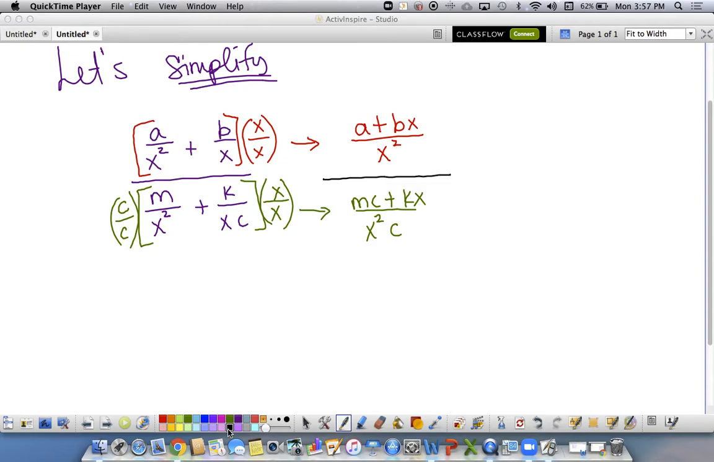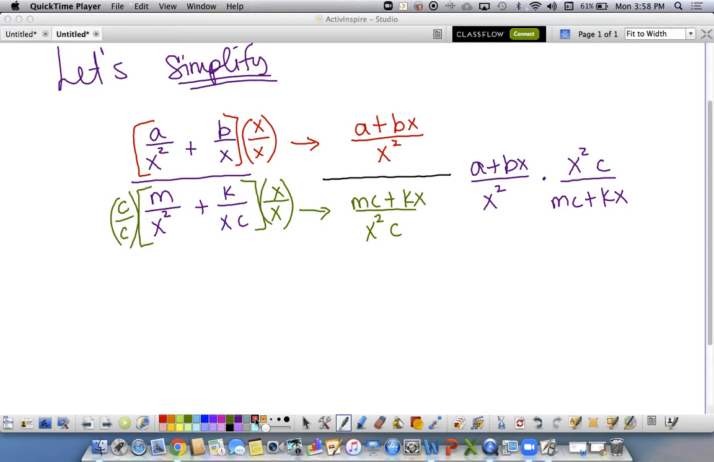Now, what do we do with a fraction divided by another fraction? Yeah, you said it. We're going to keep change flip. A plus bx over x squared times x squared c over mc plus kx. So keep change flip the second number, multiply by the reciprocal, whatever you say, that's what we're doing. Now, I like to simplify before I multiply. Do you? It doesn't matter. It's okay if you do.